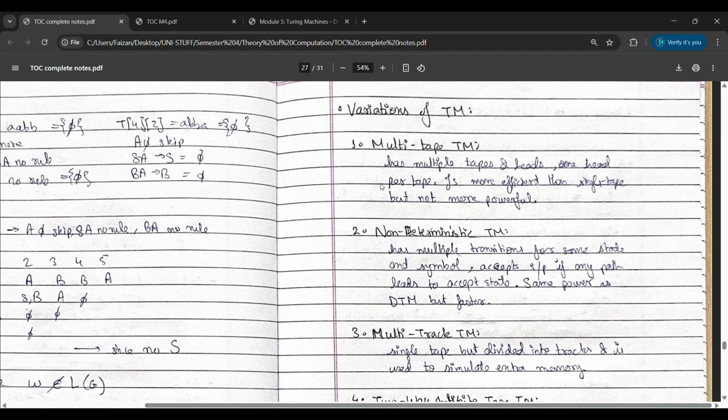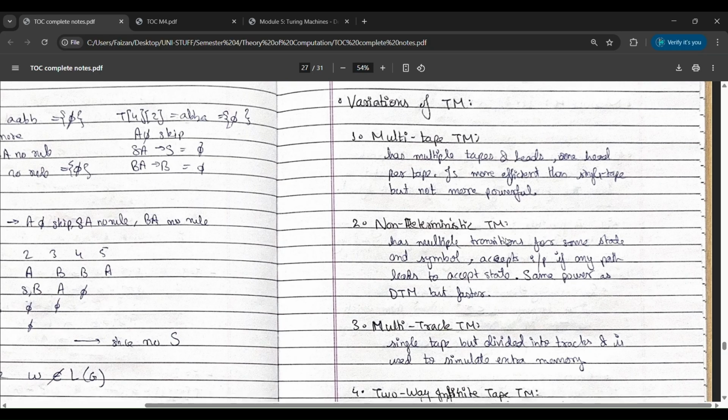Or you could go to any other channel and try to understand it. Now, the other theoretical part of Turing machines is variations in Turing machines. So first of all, we have the multi-tape Turing machine. It has multiple tapes, as the name states, and heads as well. For each tape, you have another head, one head per tape, and it is more efficient than the single tape, but not more powerful. So it is the same Turing machine, just more efficient because it has multiple tapes, but the power of the machine remains the same.